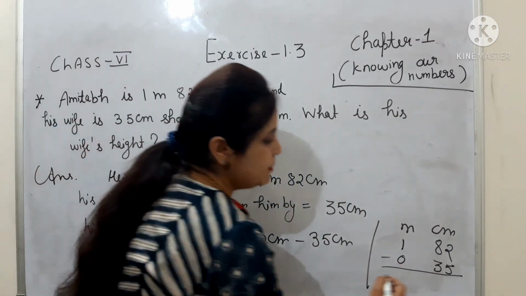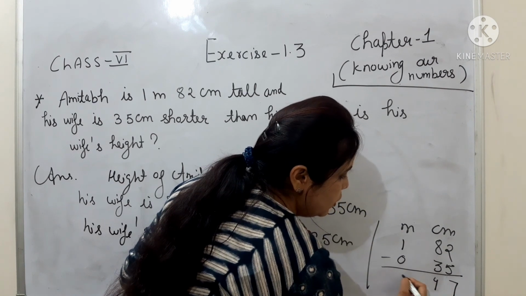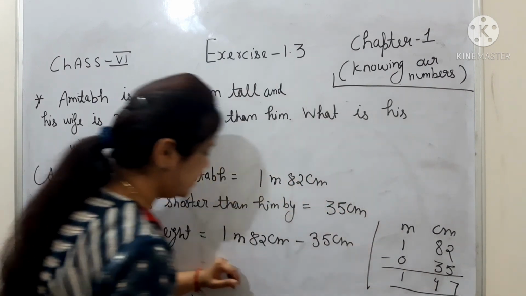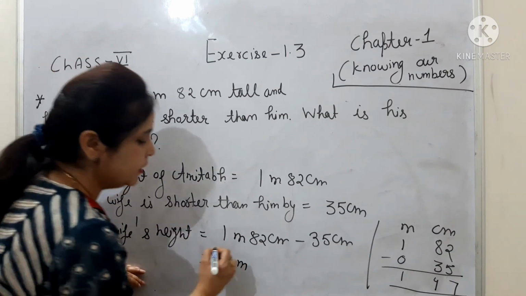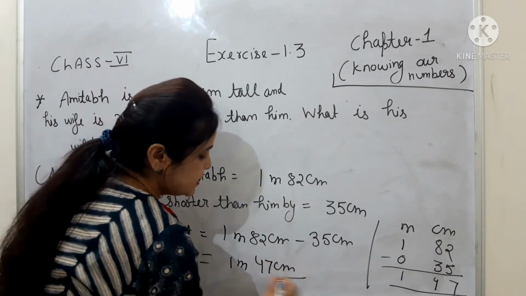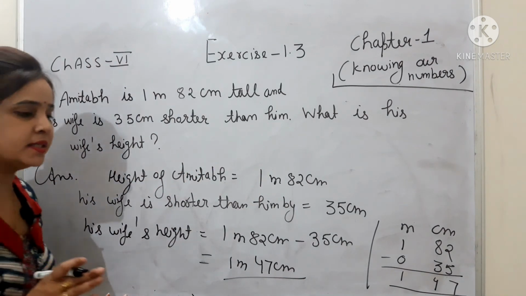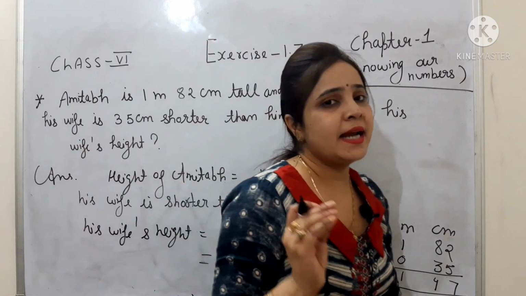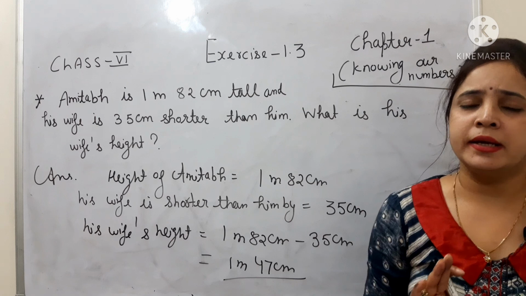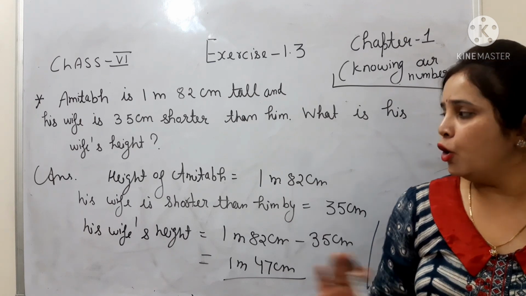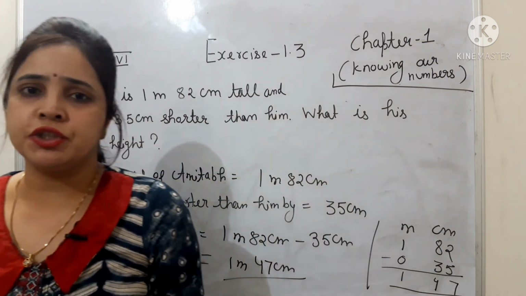Clear? Now 12 minus 5, yes, 7. 7 minus 3, 4, and this much. So what is his wife's height? His wife's height is 1 meter 47 centimeters. I hope you are finding this question easier. If you are able to understand the question, then no problem will be there in solving it. Is that fine? I hope this much is clear. Yes, very good. Now move to the next question.